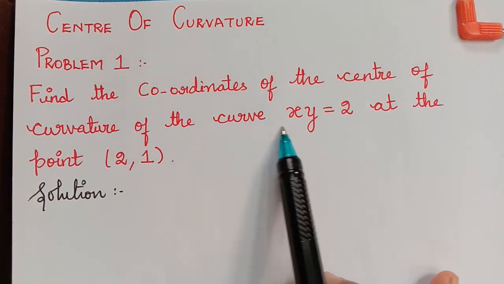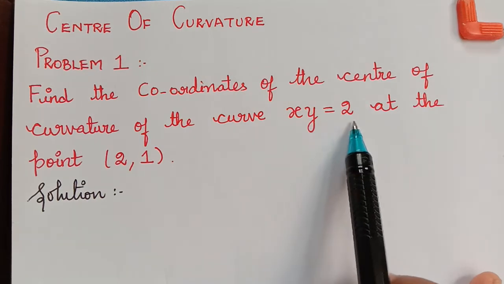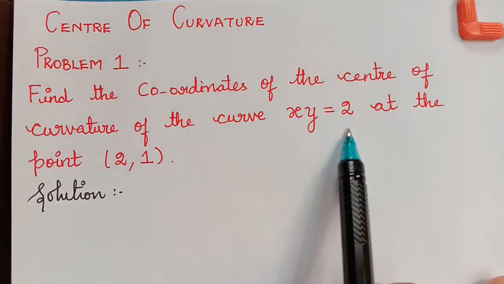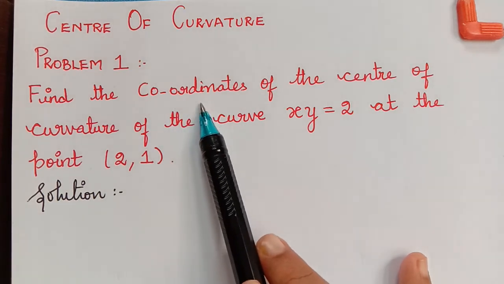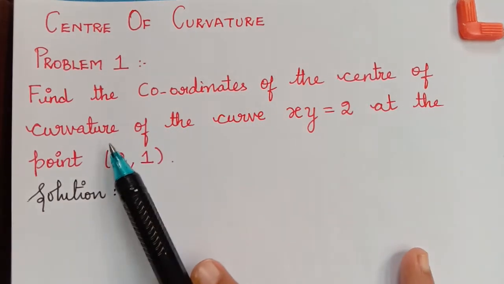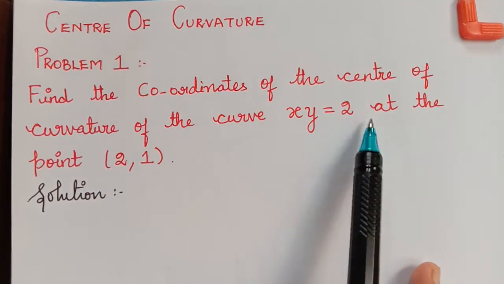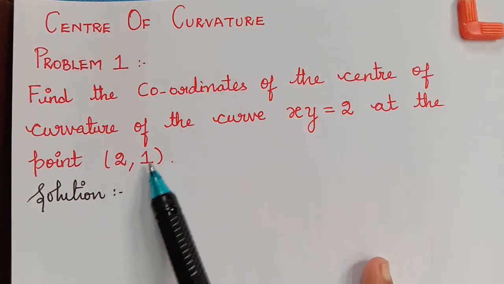Now we have been given a curve. The curve is xy equal to 2 and they are asking us to find the coordinates of the center of curvature at the point (2, 1).